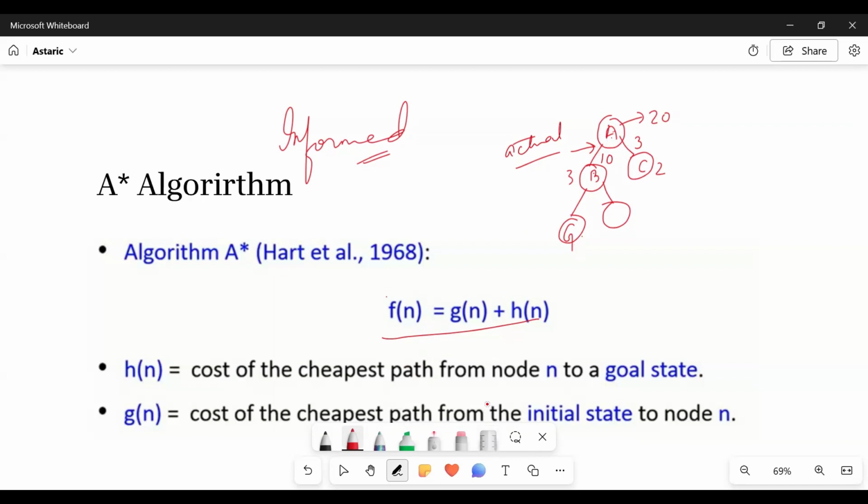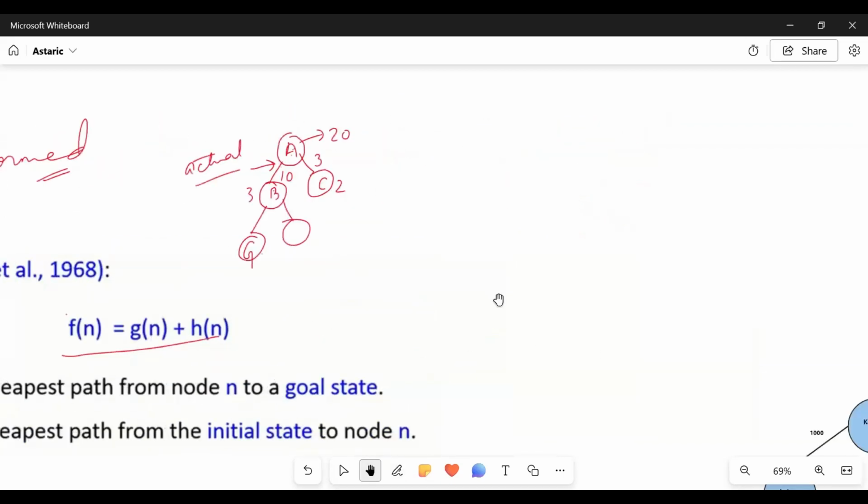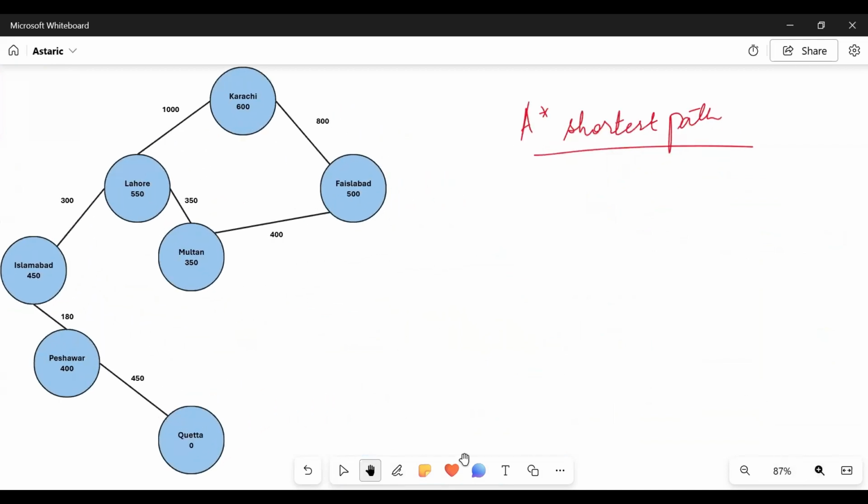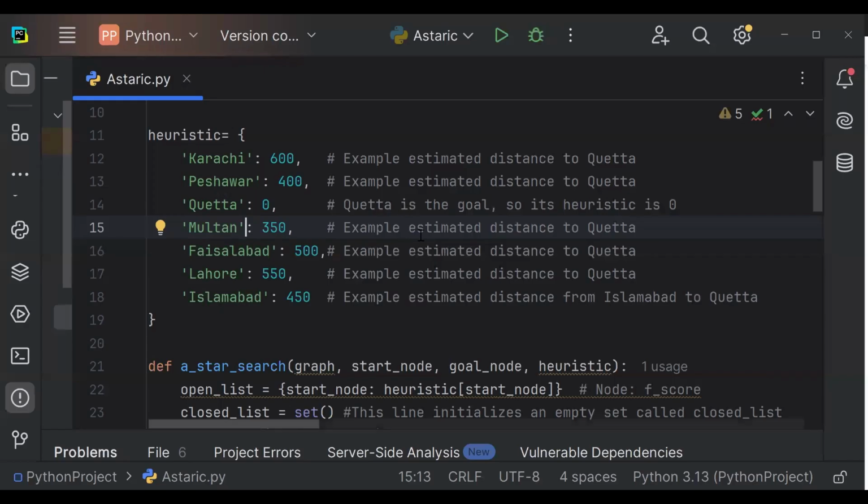The other cost that is considered is g(n). g(n) is the cost that is between these nodes, so it's also called the actual cost. Now let's take an example. It will help us understand further. And for this, we are going to see code first.